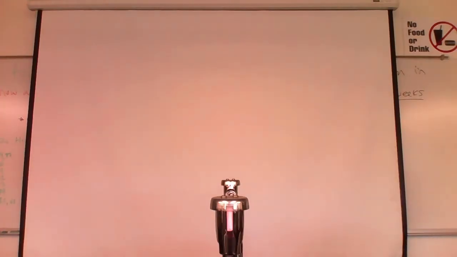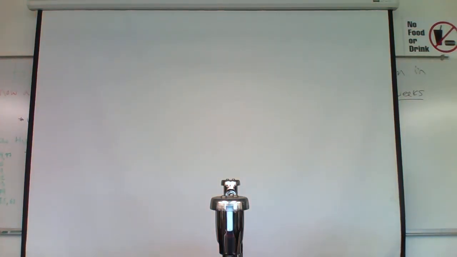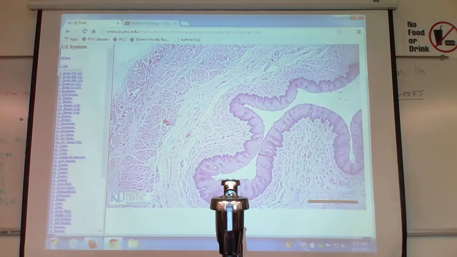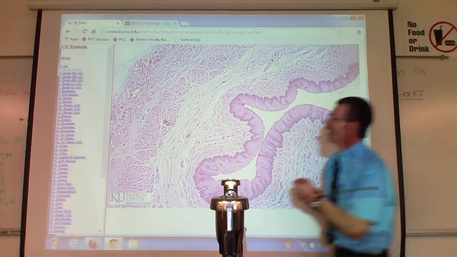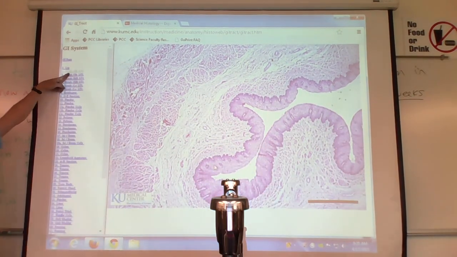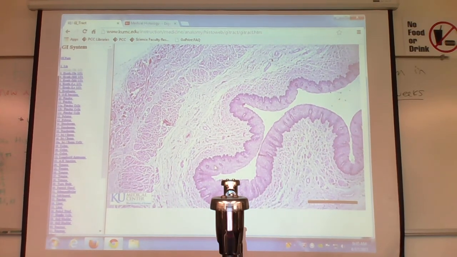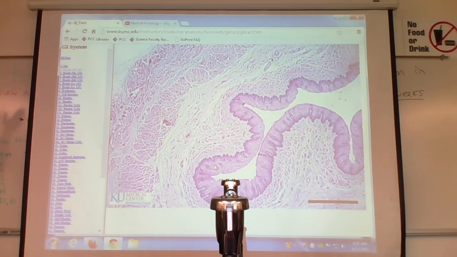I'm going to hide it so you can't see what I'm doing. If I had this on the quiz next week, I would ask you, what organ is this? And you would say esophagus. You can see where I clicked, right? It's esophagus. The trick is, how would I know that's esophagus if you didn't see what I clicked?